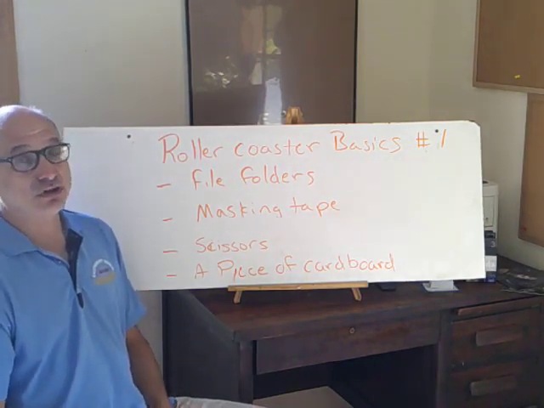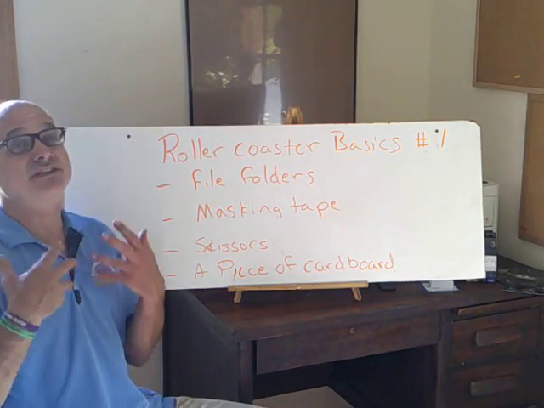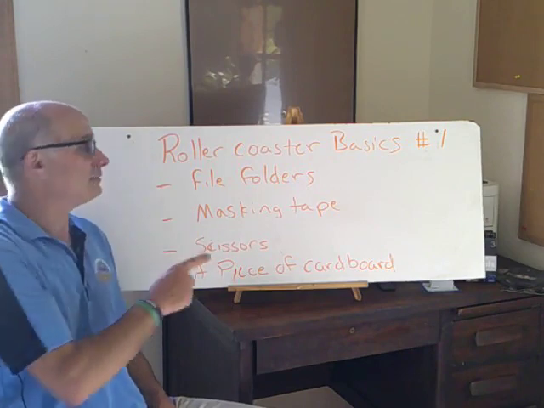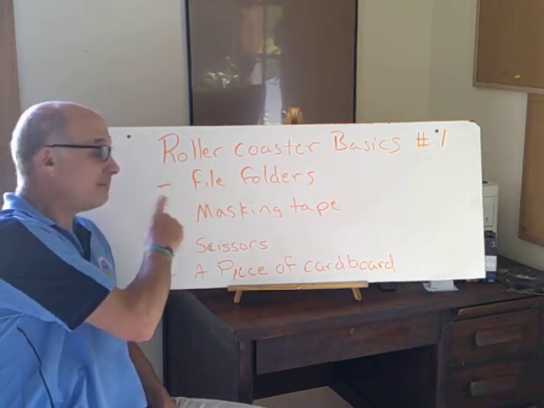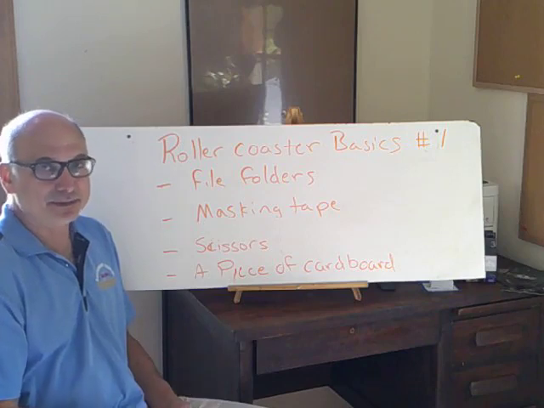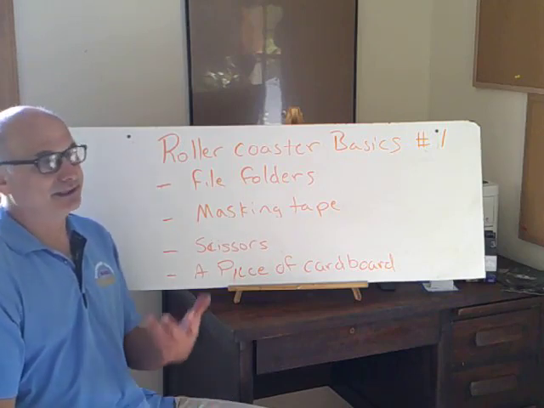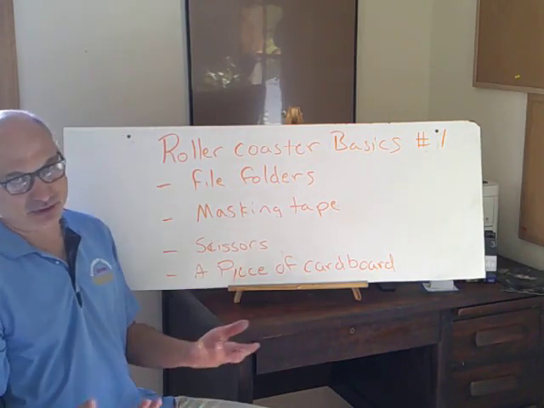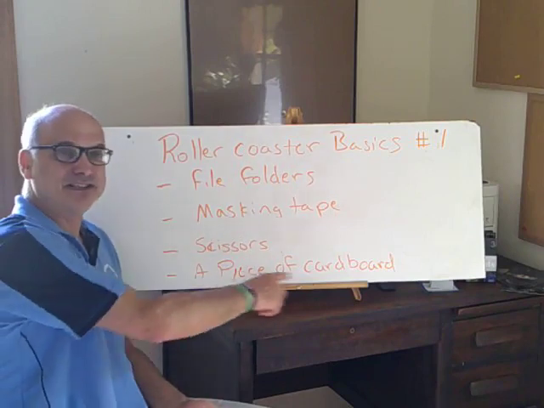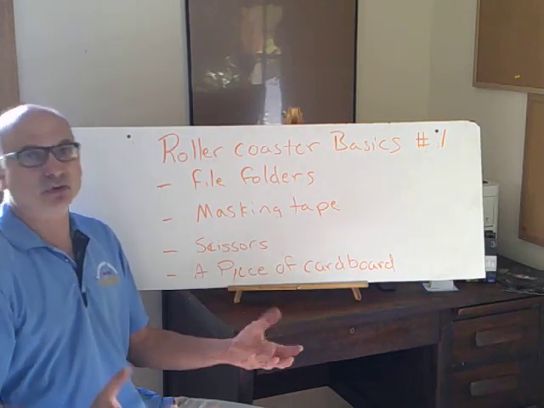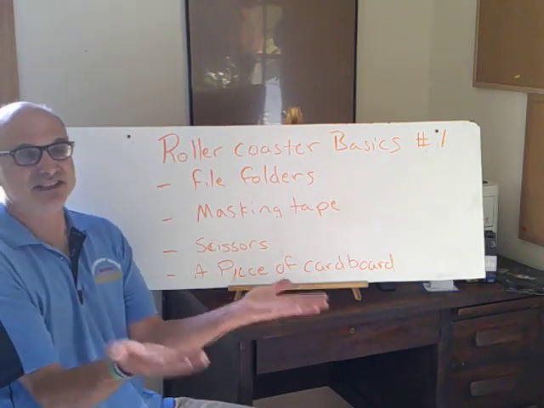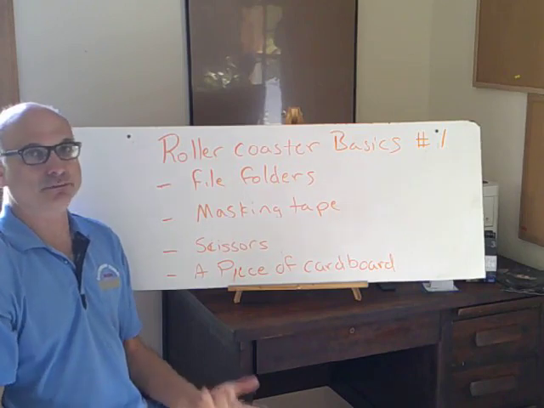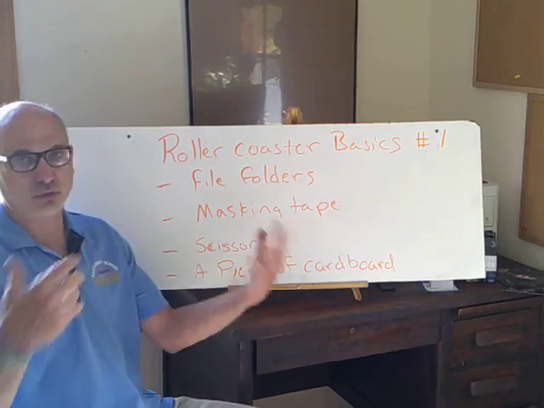What you'll need for roller coasters, if you are following the rules of roller coaster building, you will only use file folders and masking tape. No other kind of tape, no duct tape, no scotch tape, only masking tape. You need a pair of scissors to cut the file folders, and you'll need a piece of cardboard to build on, or something. You could use any kind of board. You just need some kind of platform on which you're going to tape your supports and your roller coaster.